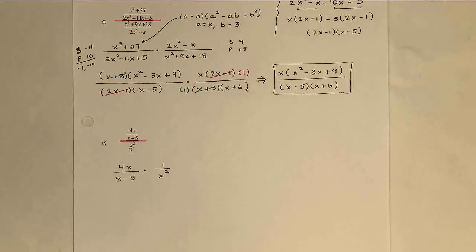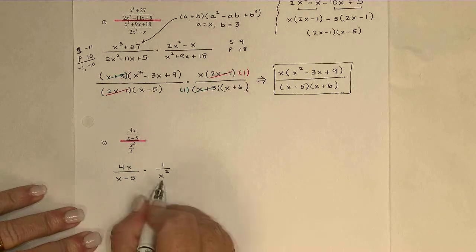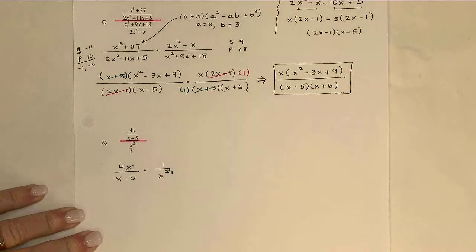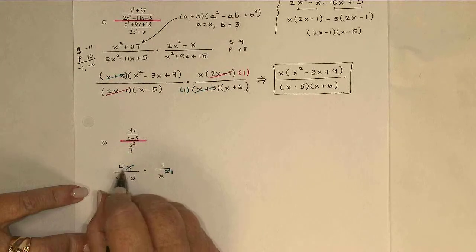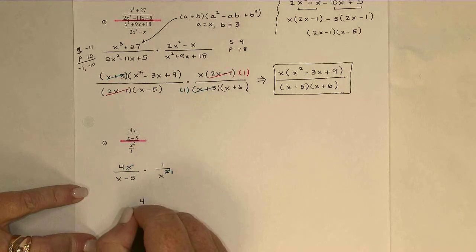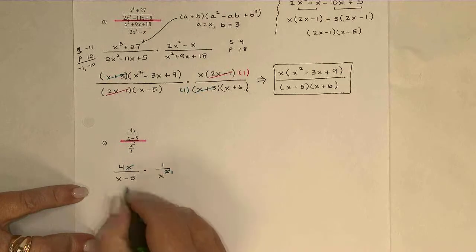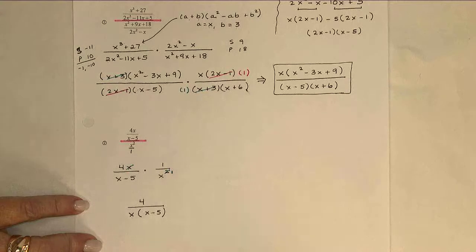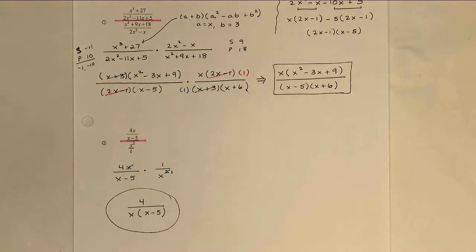This one's kind of nice. There's not that much to do here. I can definitely see that the x and the x squared, I could divide those. I would actually end up with just x to the first on the bottom. And I think that's all I can do. 4 times 1 is 4 on the top. And in the denominator, I still have an x to the first times that x minus 5. And I'm just going to leave my final answer in its factored form and call it good.